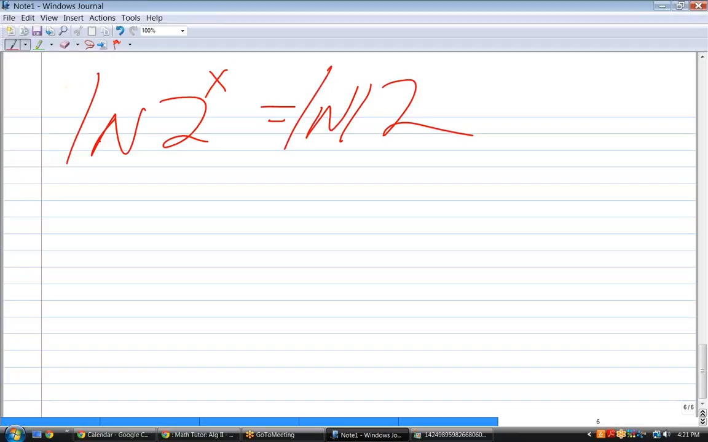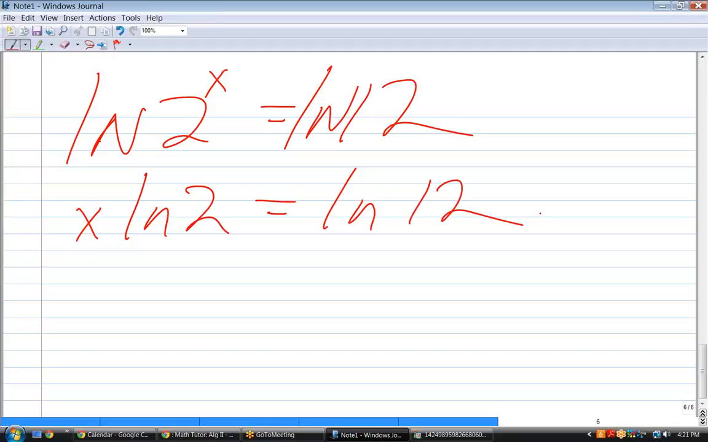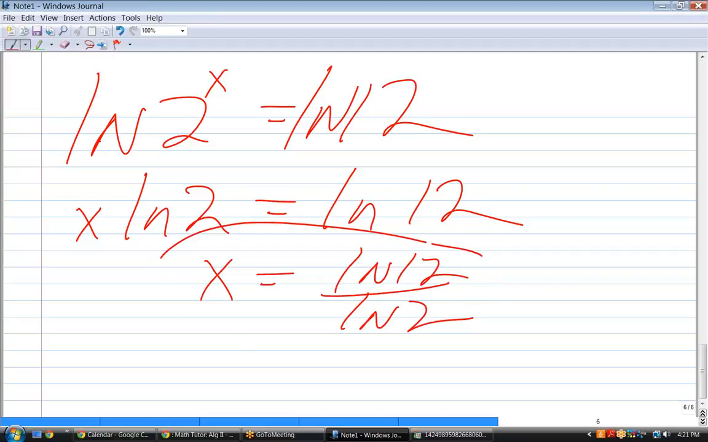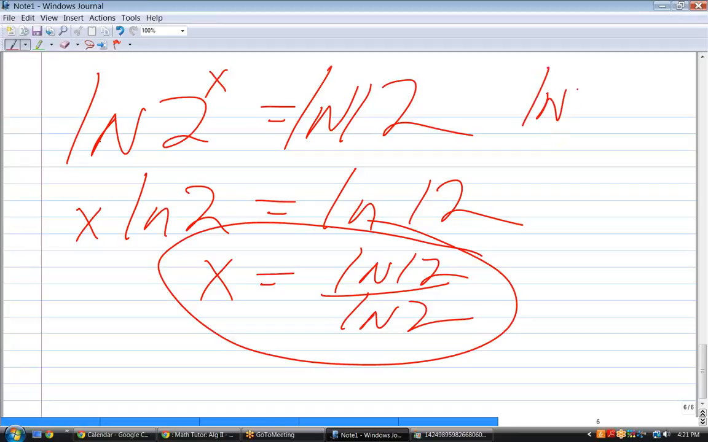Make it 1. No. The x comes down in front, but the natural log of 2 is not 1. In other words, all that it allows me to do for the moment is this. You with me? So x becomes natural log of 12 divided by natural log of 2. So there's your answer. 2 steps. Okay? Now let's do it the way you wanted to do it.